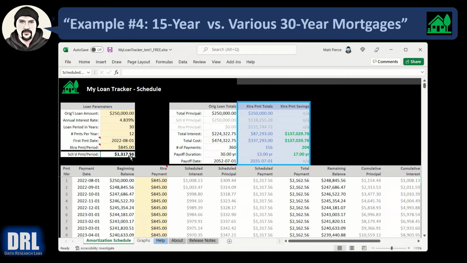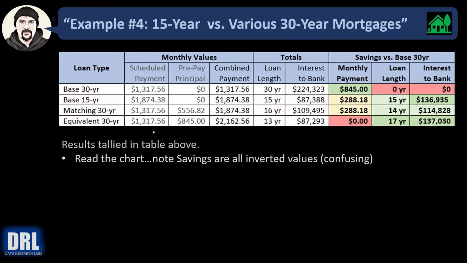We have our base $1,317 per month. That's our fallback if we need it, the lowest we have to pay the bank. But then we're paying an extra $845, and our total payment is $2,100 a month. So we're going to jot all these numbers down, and then we're going to look at them and compare them in a matrix. So here's the results tallied in a table for the 15-year versus 30-year mortgage.